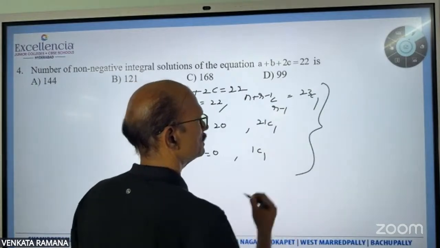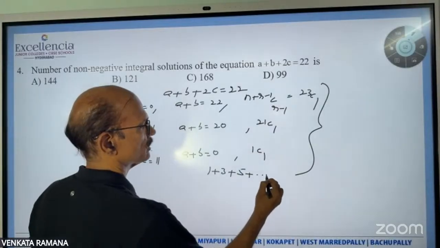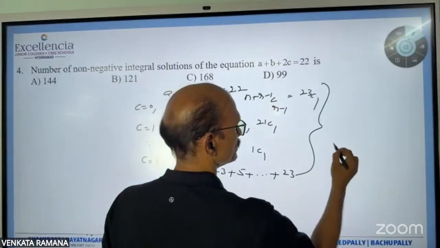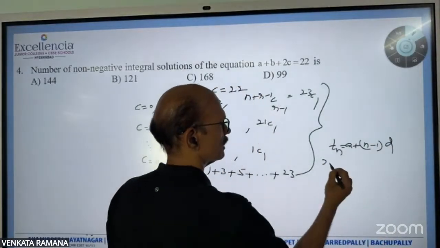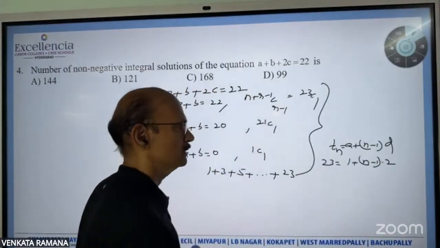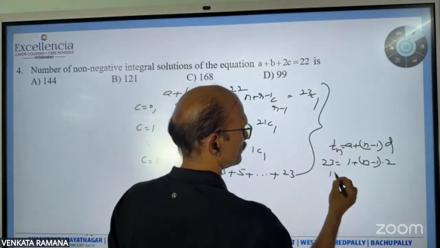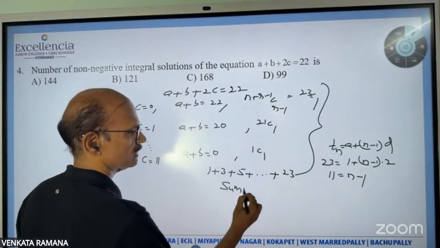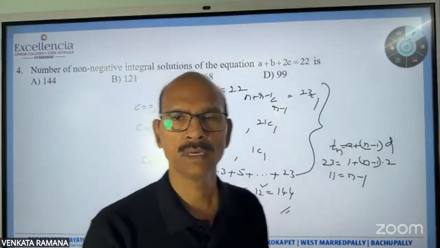So addition of all these cases, that means 1 plus 3 plus 5 and so on plus 23. So by using the formula Tn equals a plus n minus 1 into d, therefore 23 equals 1 plus n minus 1 into 2. So it is 22, 11. So 11 equals n minus 1. Therefore n equals 12. So therefore the sum equals 12 square, that is equal to 144. So that is the answer for this one.